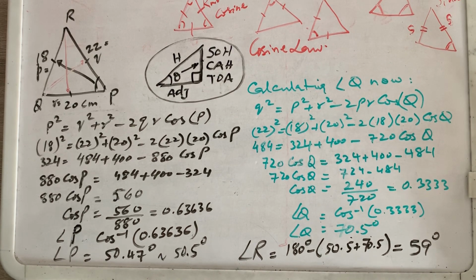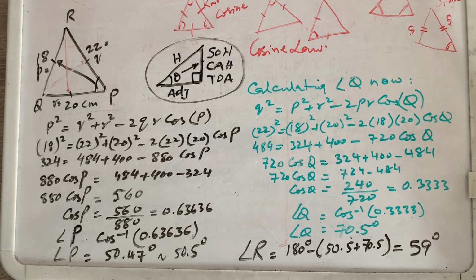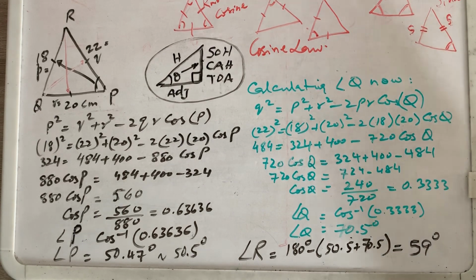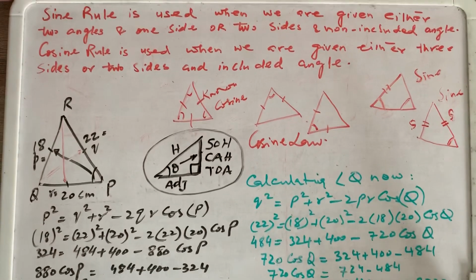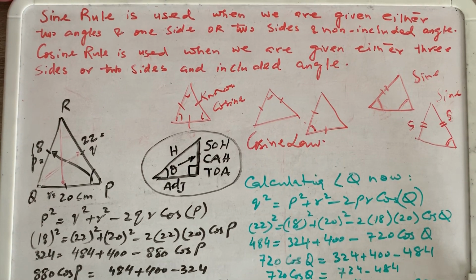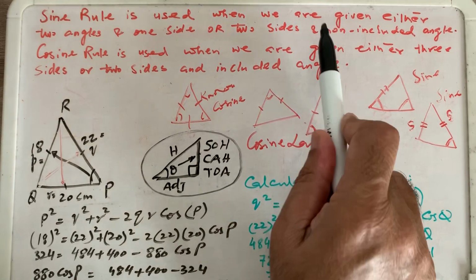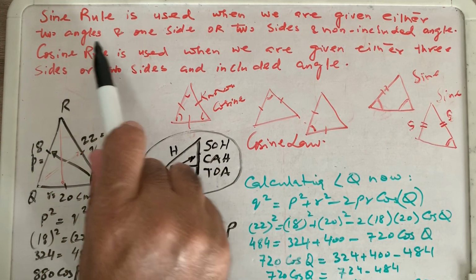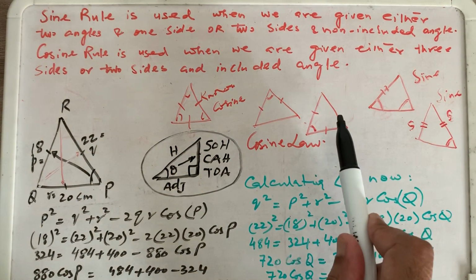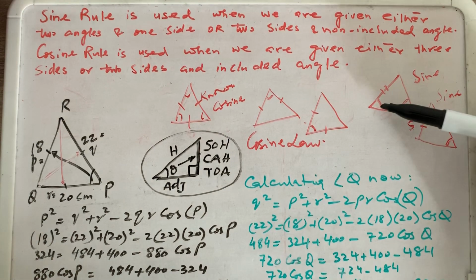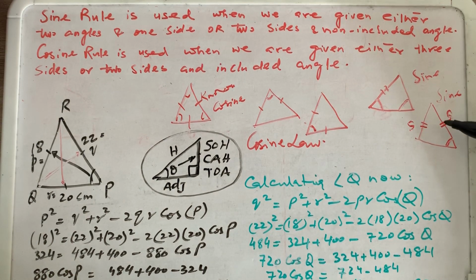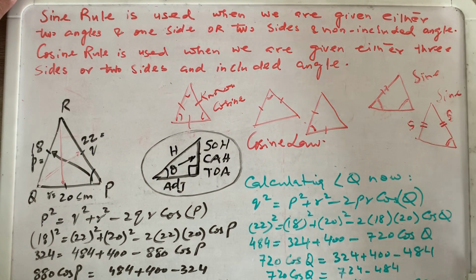But if we have a non 90 degree triangle, a non right angle triangle, then we can use sine rule or cosine rule. So sine rule is used when we are given either two angles and one side, or two sides and one angle. In both cases, we use sine law.